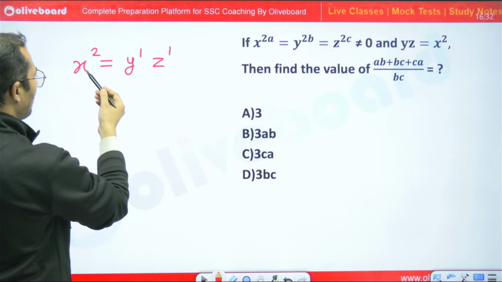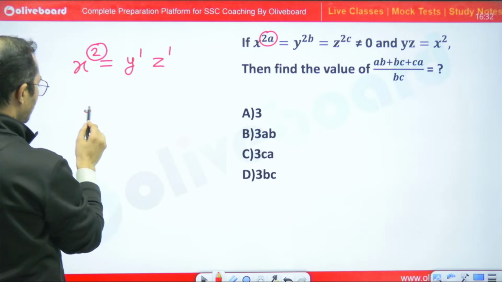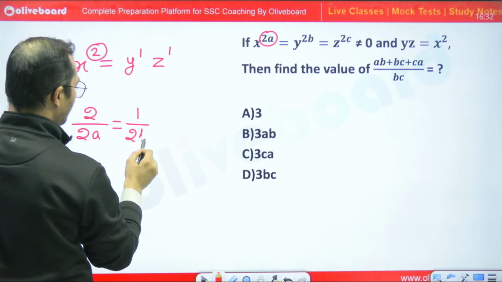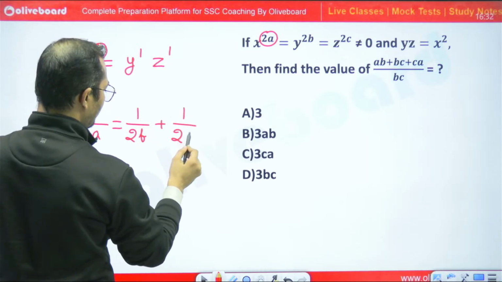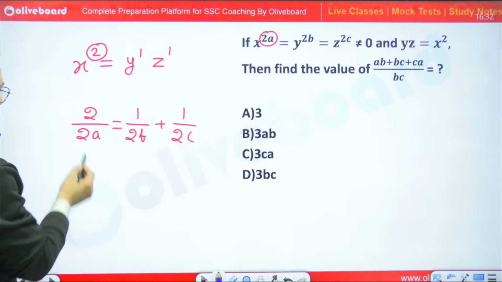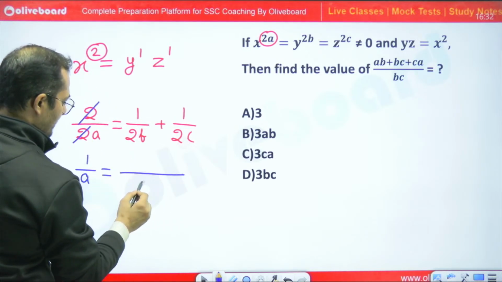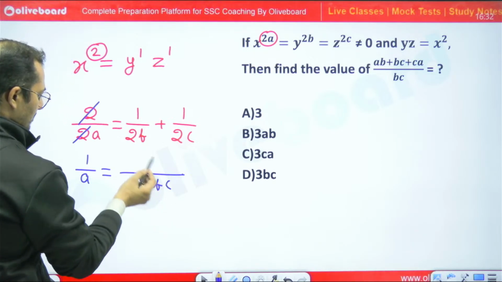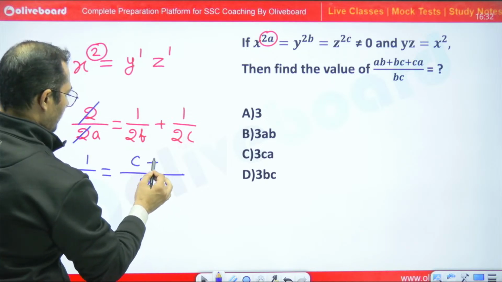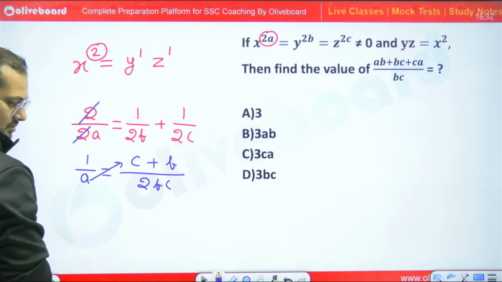So just compare the powers. Here the power of x is 2, and the power of x is 2a. So we can say that 2 upon 2a would be equal to 1 upon 2b plus 1 upon 2c. Simple. Now the 2 cancels. So 1 upon a is equal to what? Take the LCM, 2bc. So this would be equal to c plus b.